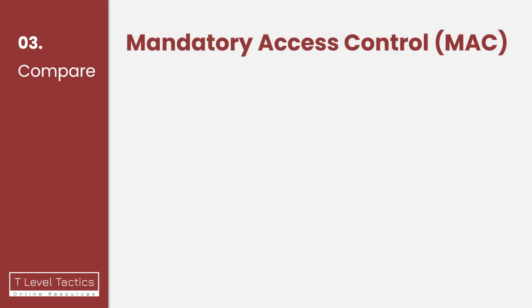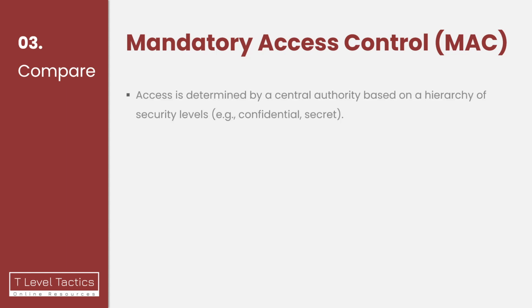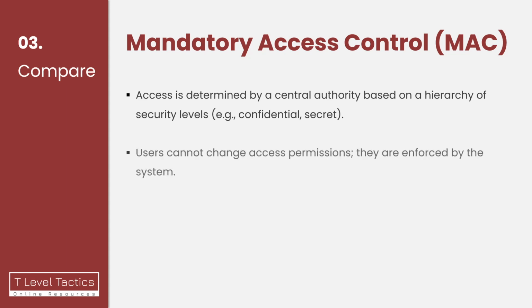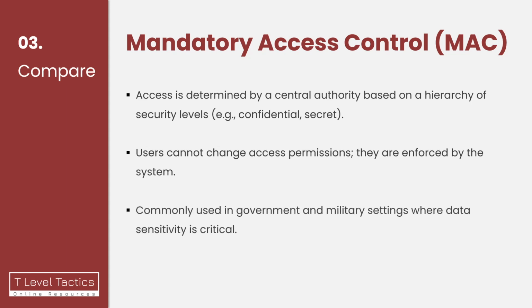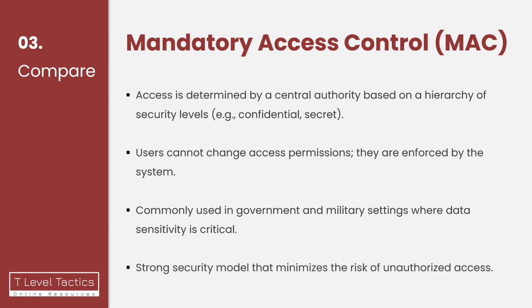With mandatory access control, access is determined by a central authority based on a hierarchy of security levels, such as confidential, secret, not secret. With mandatory access control, users cannot change access permissions. They're enforced by the system. And it's commonly used in government and military settings where data sensitivity is critical. Mandatory access control is a strong security model that minimizes the risk of unauthorized access and ensures compliance with strict security policies.